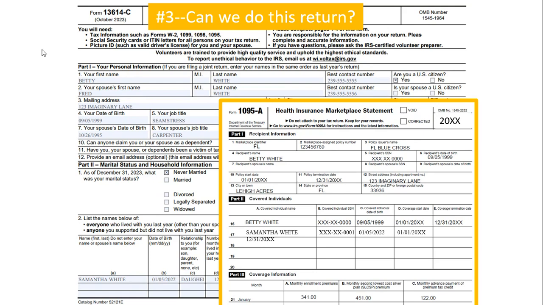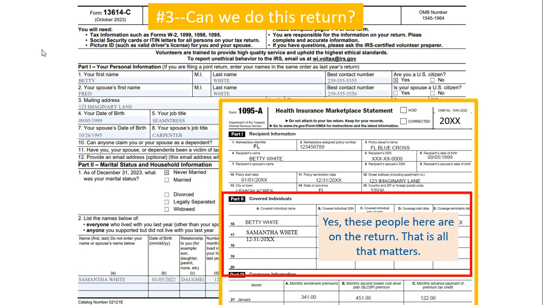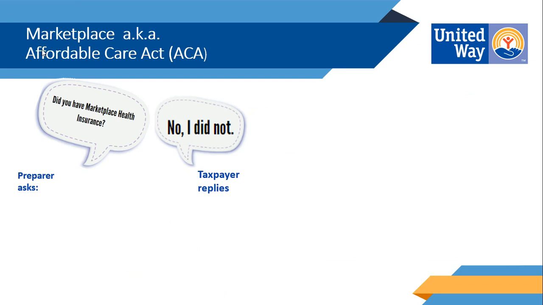Over here, we have Betty on the intake form, and down below under dependents, we have Samantha. So we have 2 people on there. Looking over on the Marketplace form, we have Betty and we have Samantha. Can we do this return? Yes, we can, because both of these people are on the tax return. So Marketplace, also called the Affordable Care Act.